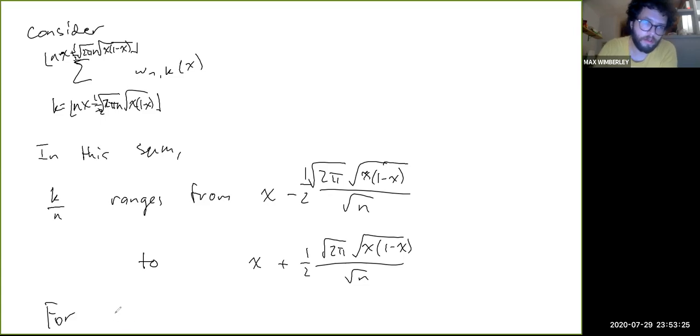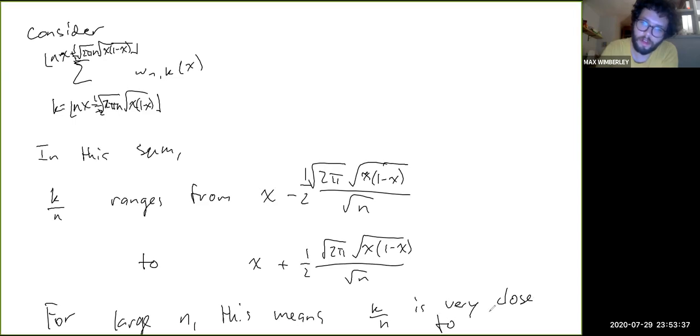So for large n, this means k over n is very close to x. Look at this: k over n stays within a range around x that is proportional to 1 over square root of n. So as n gets really, really big, k over n is forced to be very close to x if it's within this range. If that's the case, then we can use our approximation here.